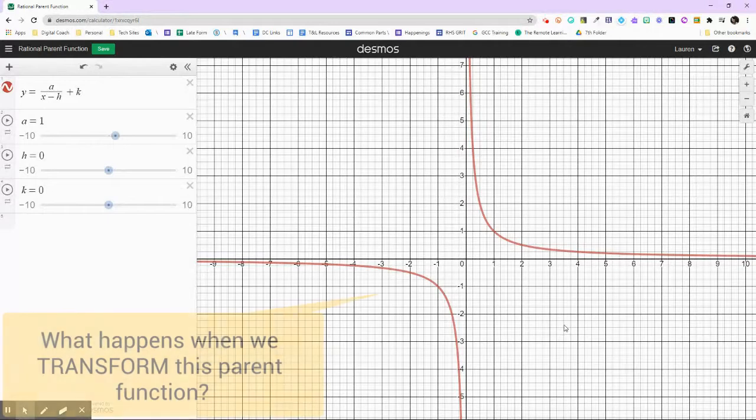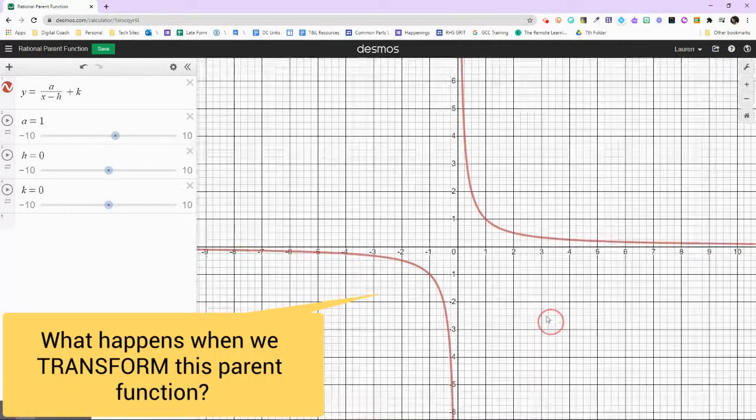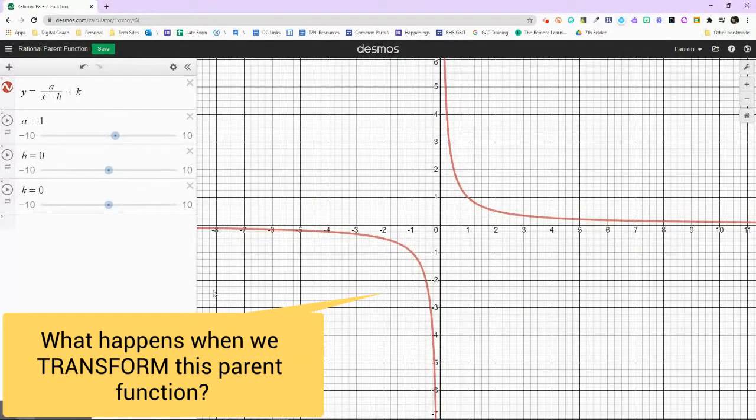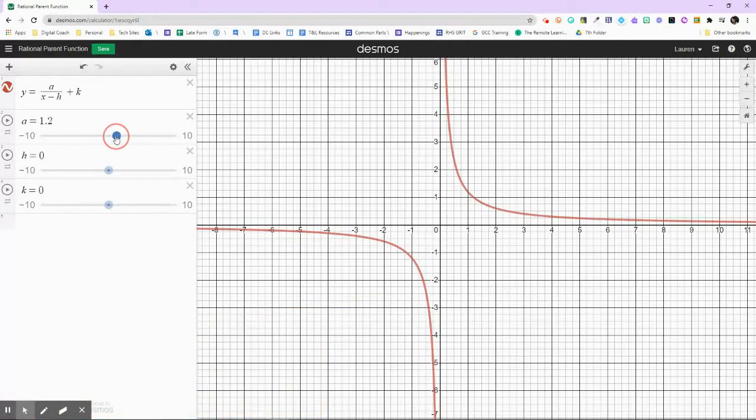Here is our rational parent function. You can see that I'm kind of starting it out. This was the basic one. So now let's take a look at what happens when we play with the a value, the one on top of the fraction.